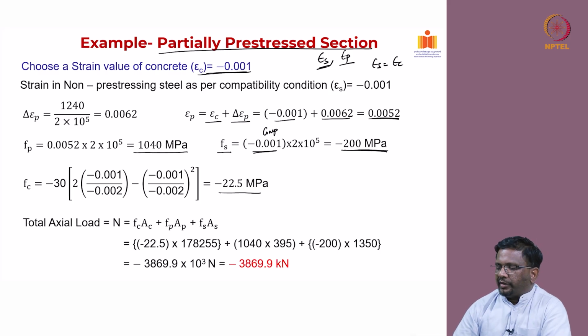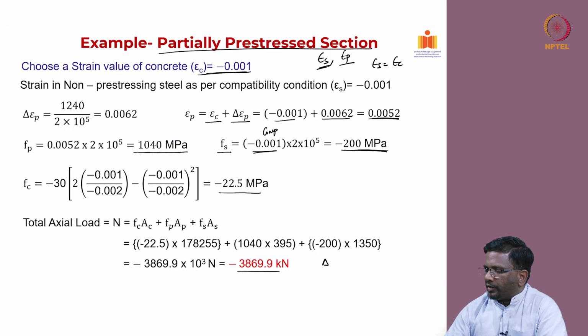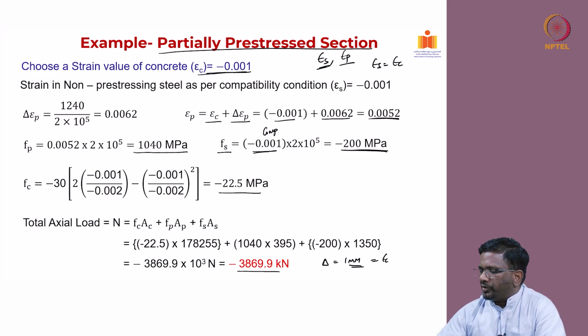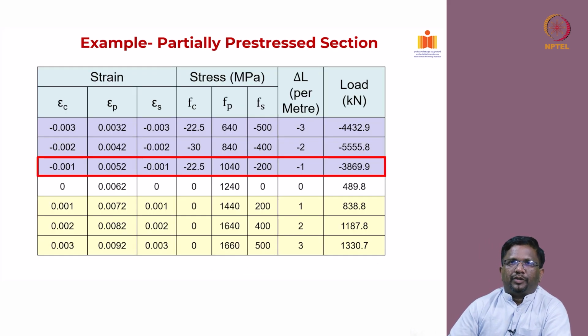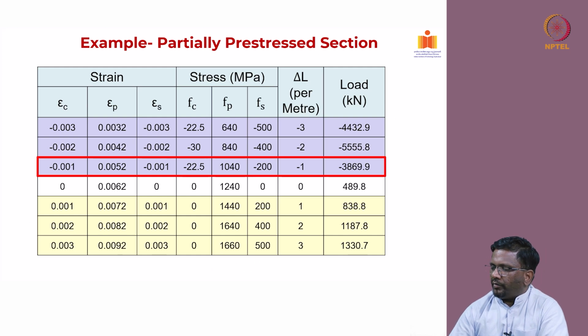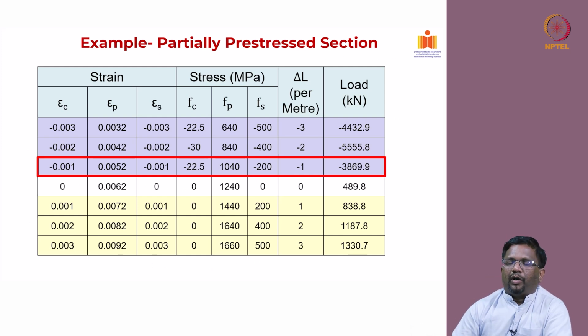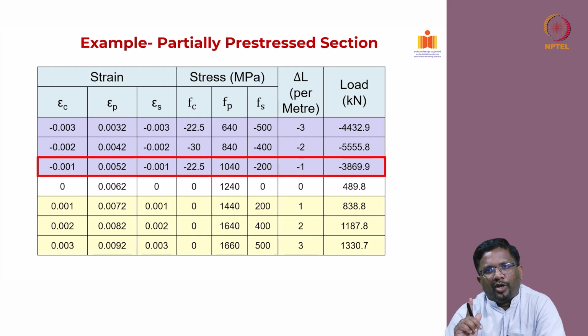So, the total axial load, now we got all the stresses, you know all the areas, you plug in the values and you get your value of 3870 kilonewton roughly, right. And again delta corresponding to this is 1 millimeter, because delta is again epsilon c multiplied by L, and epsilon c you have taken to be 0.001. So, you get your value. So, this is the way that we get, right, these are the values. So, now we have done the calculation for one point for all the sections.